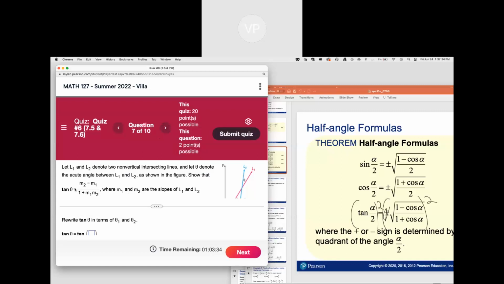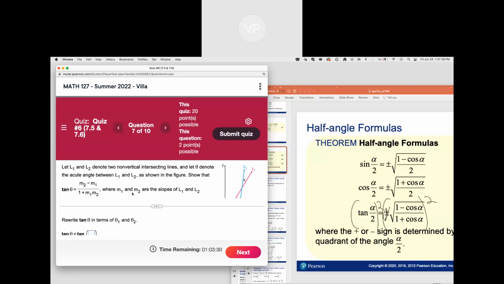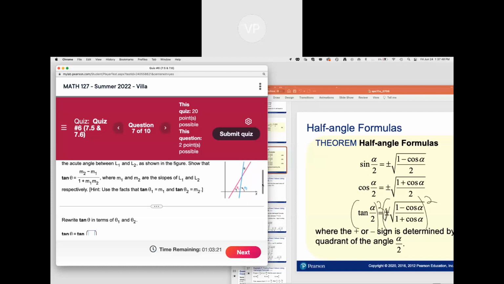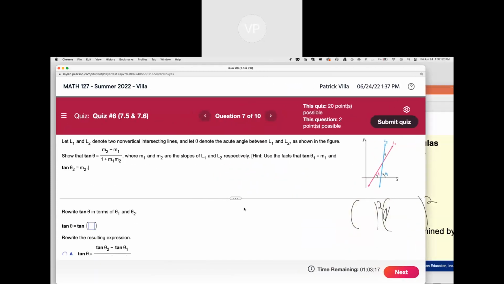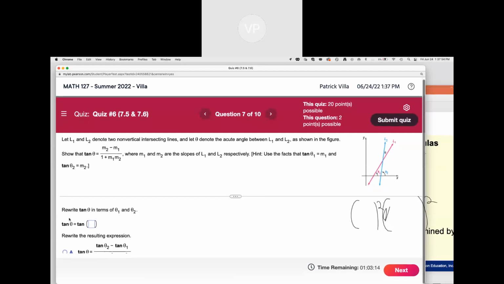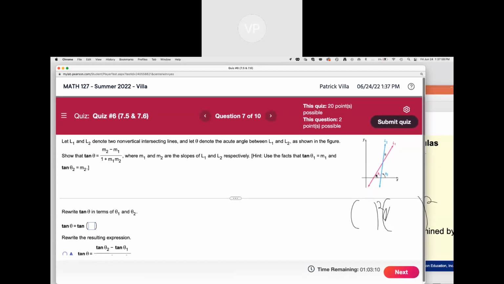So here we have one of these, it's kind of a word problem, but not really. We have an angle, and what it's asking is, what are they asking? Show that this equals that. And I haven't seen this one yet, so let me look at it here. Let me make this a little bit bigger so we can see what we're talking about here. So they want you to rewrite tangent in terms of theta 1 and theta 2. So look at our problem right here. And they want you to rewrite them.